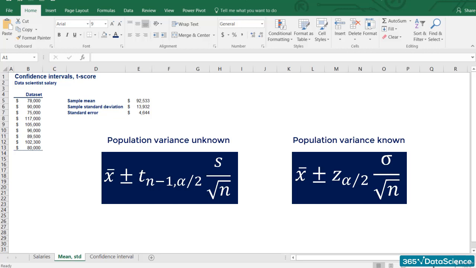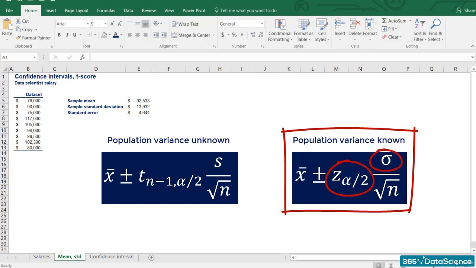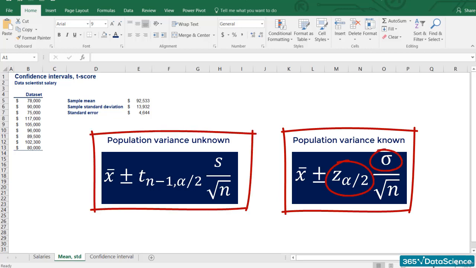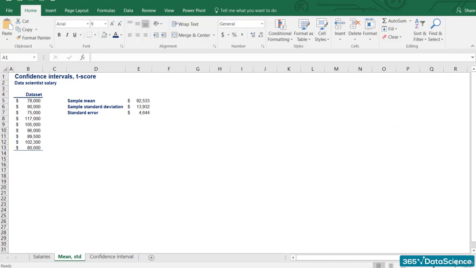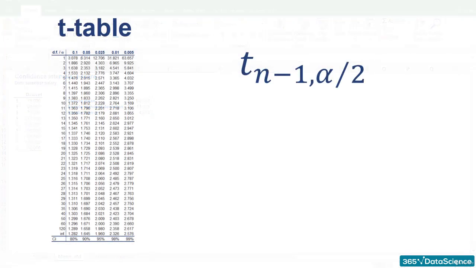So, it shouldn't be that difficult to remember. The logic behind constructing confidence intervals in both cases is the same. The only 2 inputs that change are the statistic at hand and the standard deviation. When population variance is known, population standard deviation goes with the z-statistic. When population variance is unknown, sample standard deviation goes with the t-statistic. All right, so we have the sample mean, standard deviation, and sample size. All we have to do is find the t-statistic. We will be able to obtain the t-statistic from the t-table.